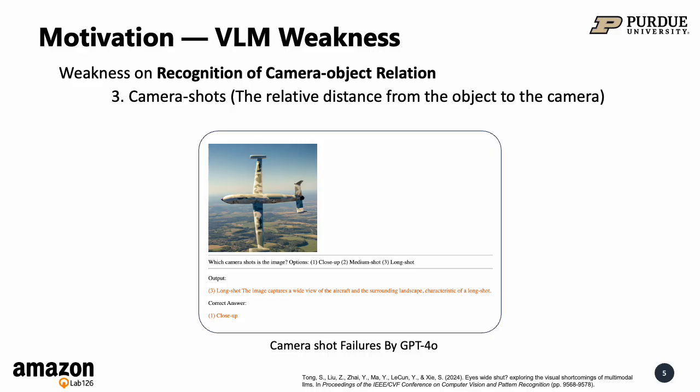The third weakness is camera shot, which is the relative distance from the object to the camera. As you can see in the example, even though GPT-4o knows the definition of close-up, medium shot, and long shot camera types, it still gives wrong answers about the actual camera shots in the images.